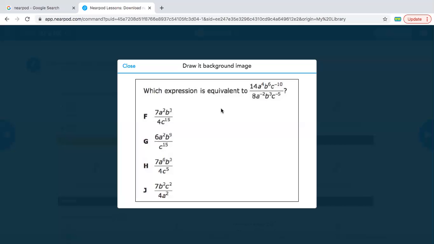The first one was, when you multiply, what do you do? You add the exponents. I was thinking multiply. Like 10 times 5 is 20. Really? No, it's not.